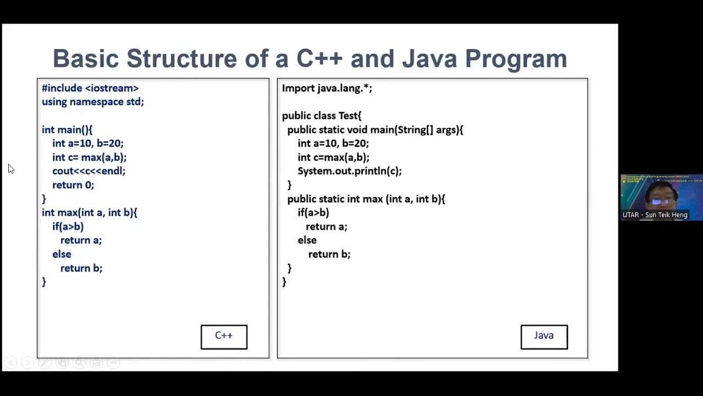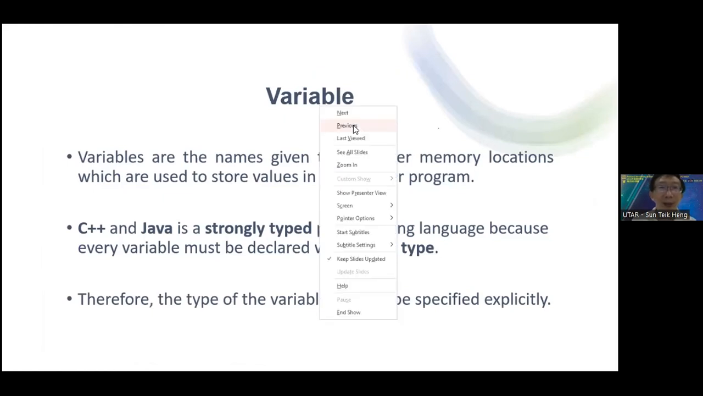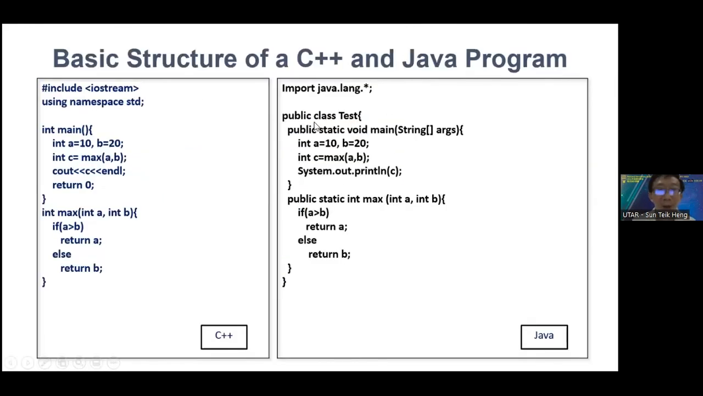In C++, we have an int main, but in Java, we use public class test, and then inside the class test, we have public static void main. And then the include files and the namespace in C++, but in Java we use import to include the necessary files. Okay, this one we just give you a brief idea of how a program looks like. We will discuss this in more detail later.